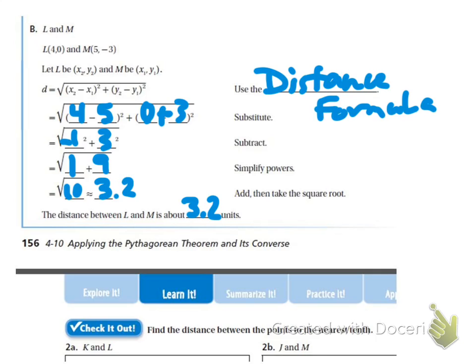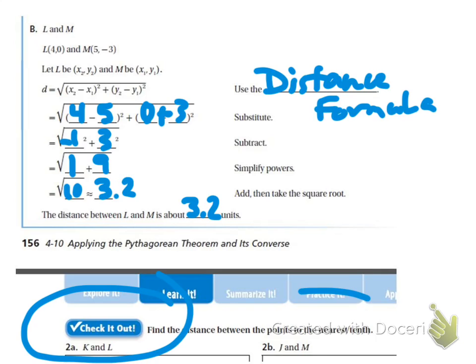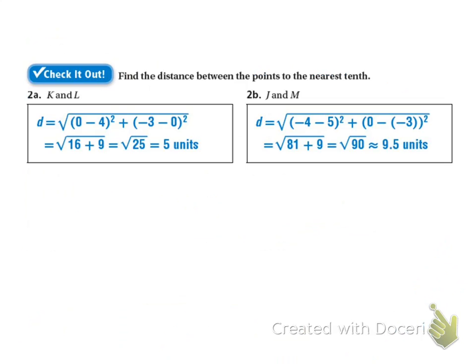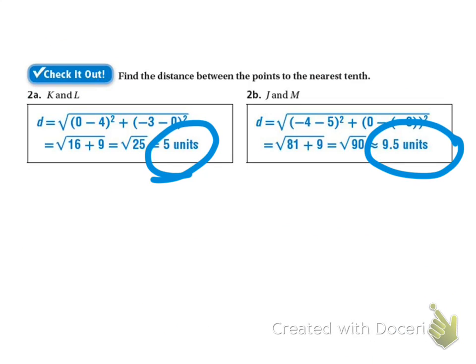Okay, I'd like you to pause the video and try check it out, 2A and 2B on your own. Okay, so for the first one you should have found was 5 units, and for the second one it was 9.5 units away.